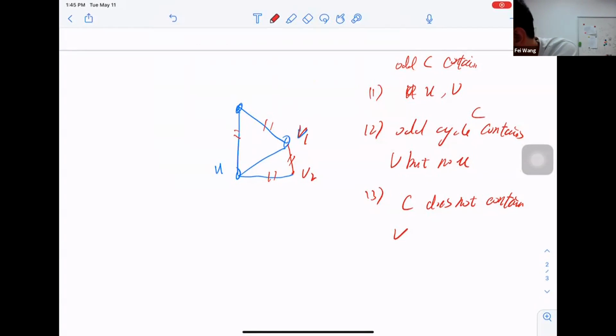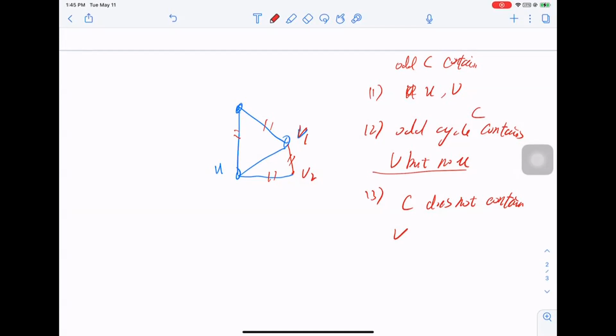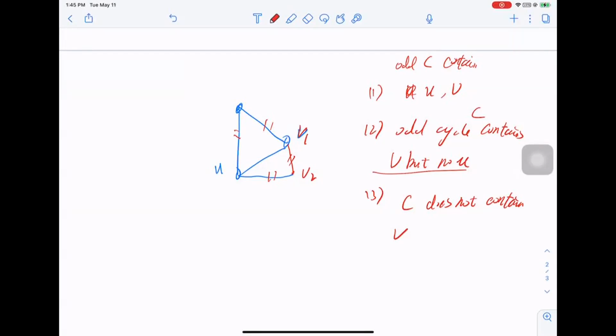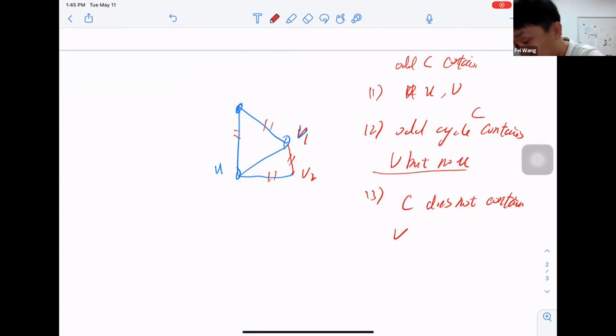Suppose I have a case 2. So odd cycle C contains V but not U. Faye, can I interrupt for a second? So you want to point out that the induction step is the splitting of a vertex V into V1 and V2, right? Yeah. So you had a vertex V which has been split into V1 and V2. Right. Thank you.